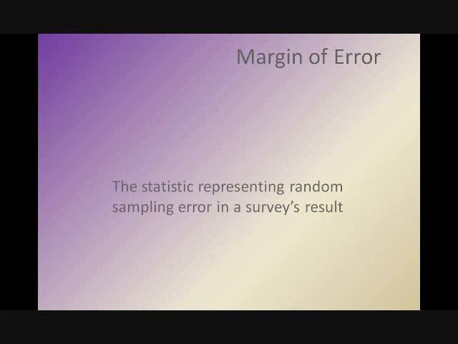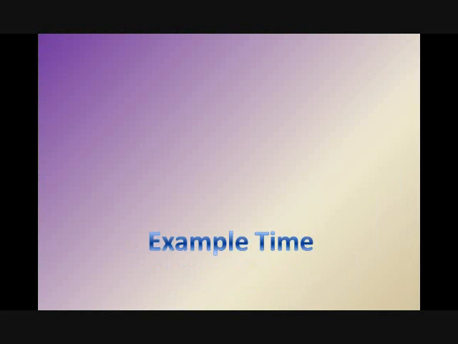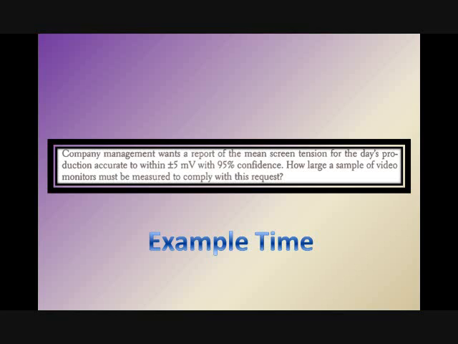The next one is margin of error. Margin of error is the statistic representing random sampling error in a survey's result. The equation for margin of error is z star, standard deviation divided by the square root of n. Let's try an example. Company management wants a report of the mean screen tension for the day's production accurate to within plus or minus 5 MV with 95% confidence. How large a sample of video monitors must be measured to comply?